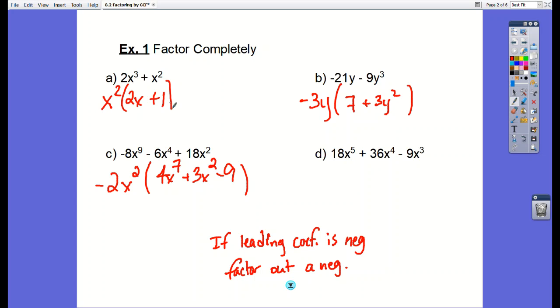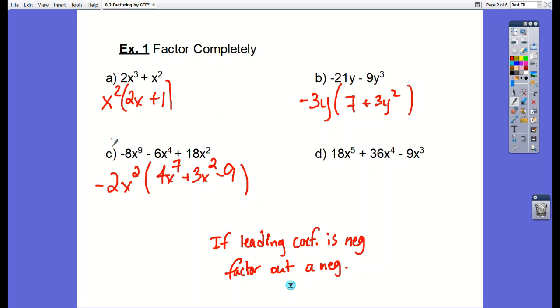You only want to take away what there is currently here, right? There's 2 x's here, so take away 2 of them. There's 3 here, but only 2 of them match. So x squared is your greatest common factor. You can take away 3, but you don't want to, because then you end up with negative exponents that you don't want to deal with.